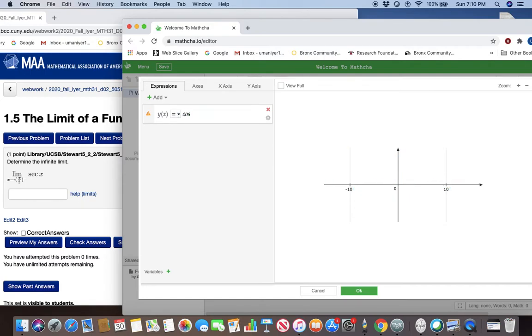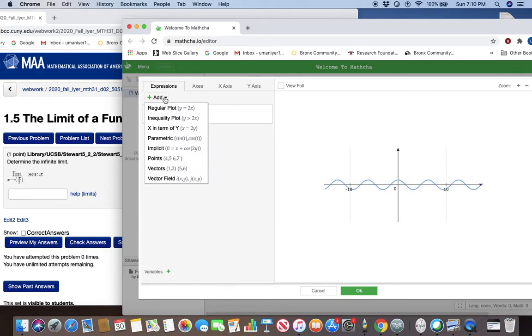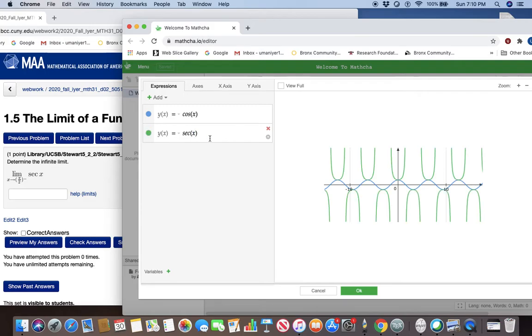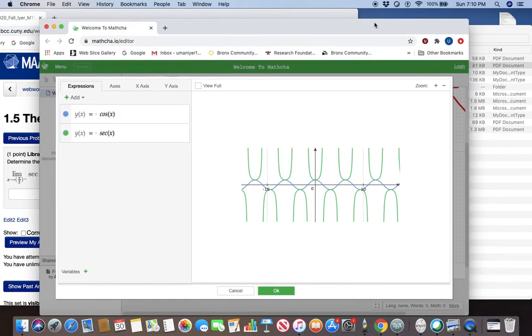First, let's draw cosine of x. Aha, that looks good. And now let's add secant of x. You see, secant of x is in green and cosine of x is in blue. All right, so let's zoom in.